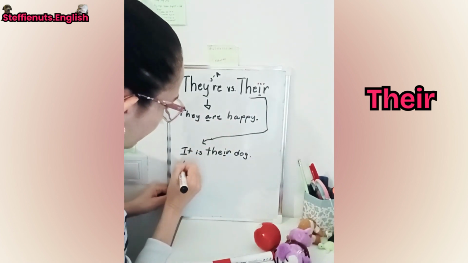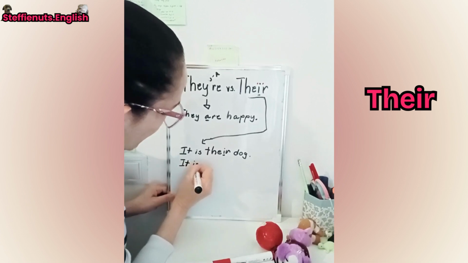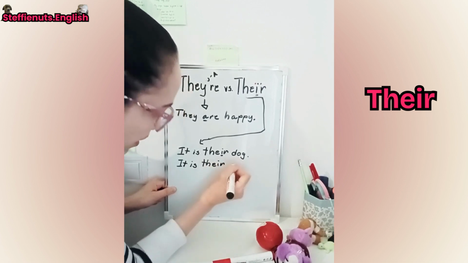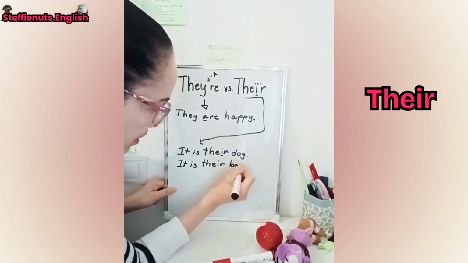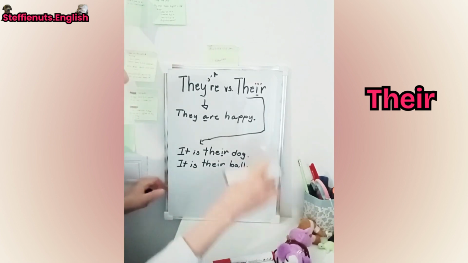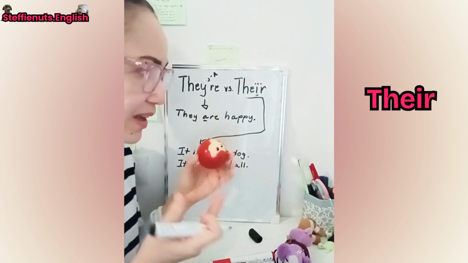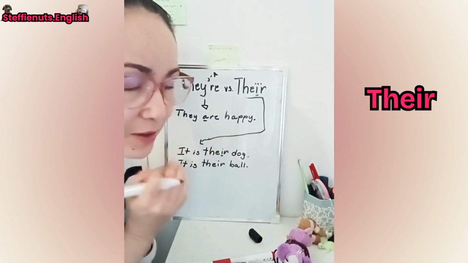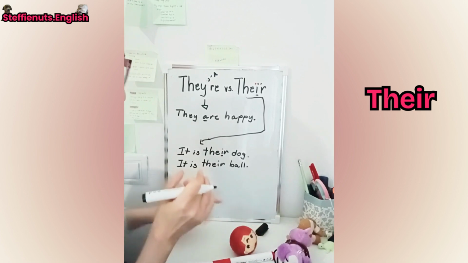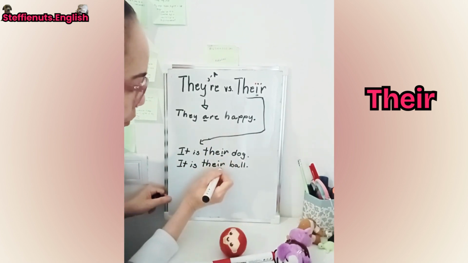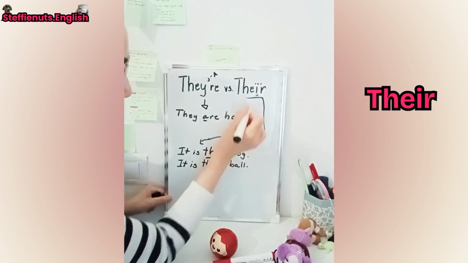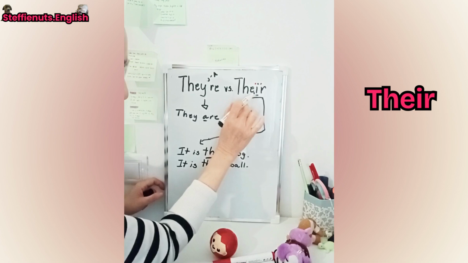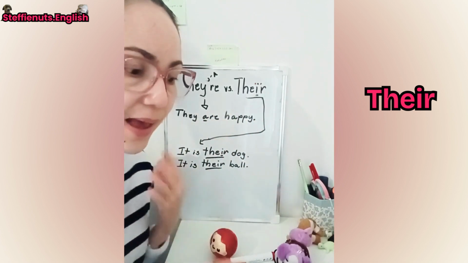Another example. It is their ball. Ball. It is their ball. It means to say they own this ball. Okay? So you use this word there. Okay? There. Not this. No. Use this because it is a possession and ownership.